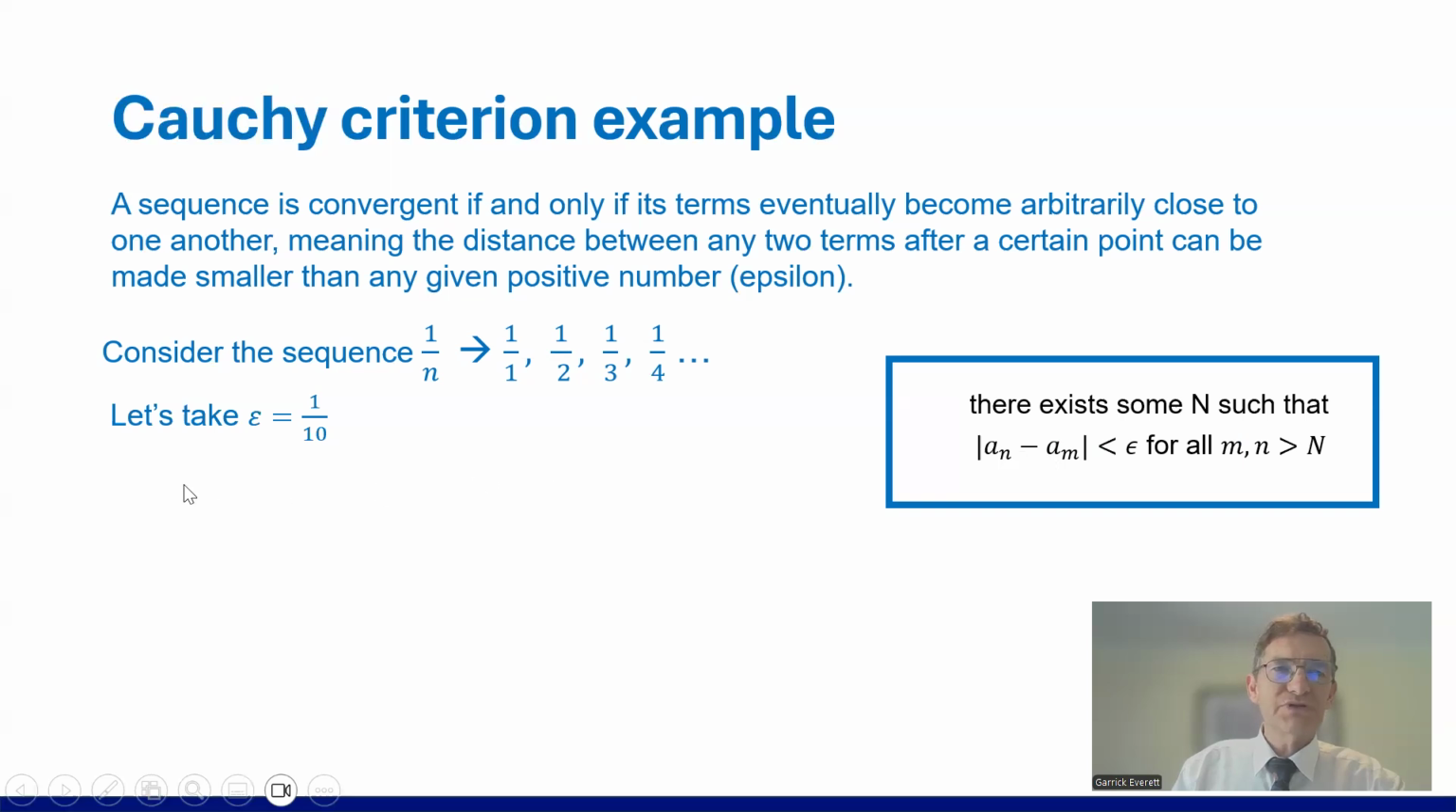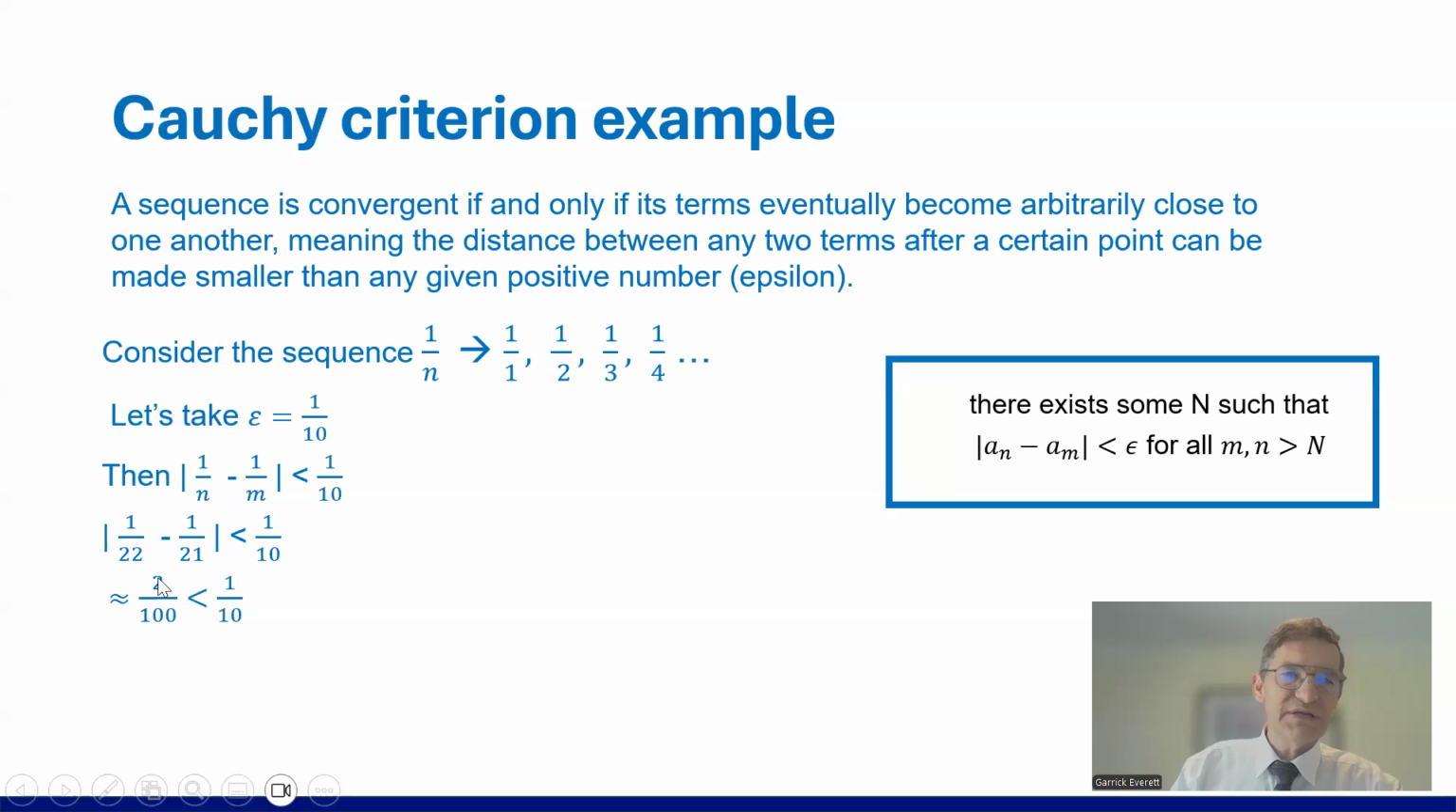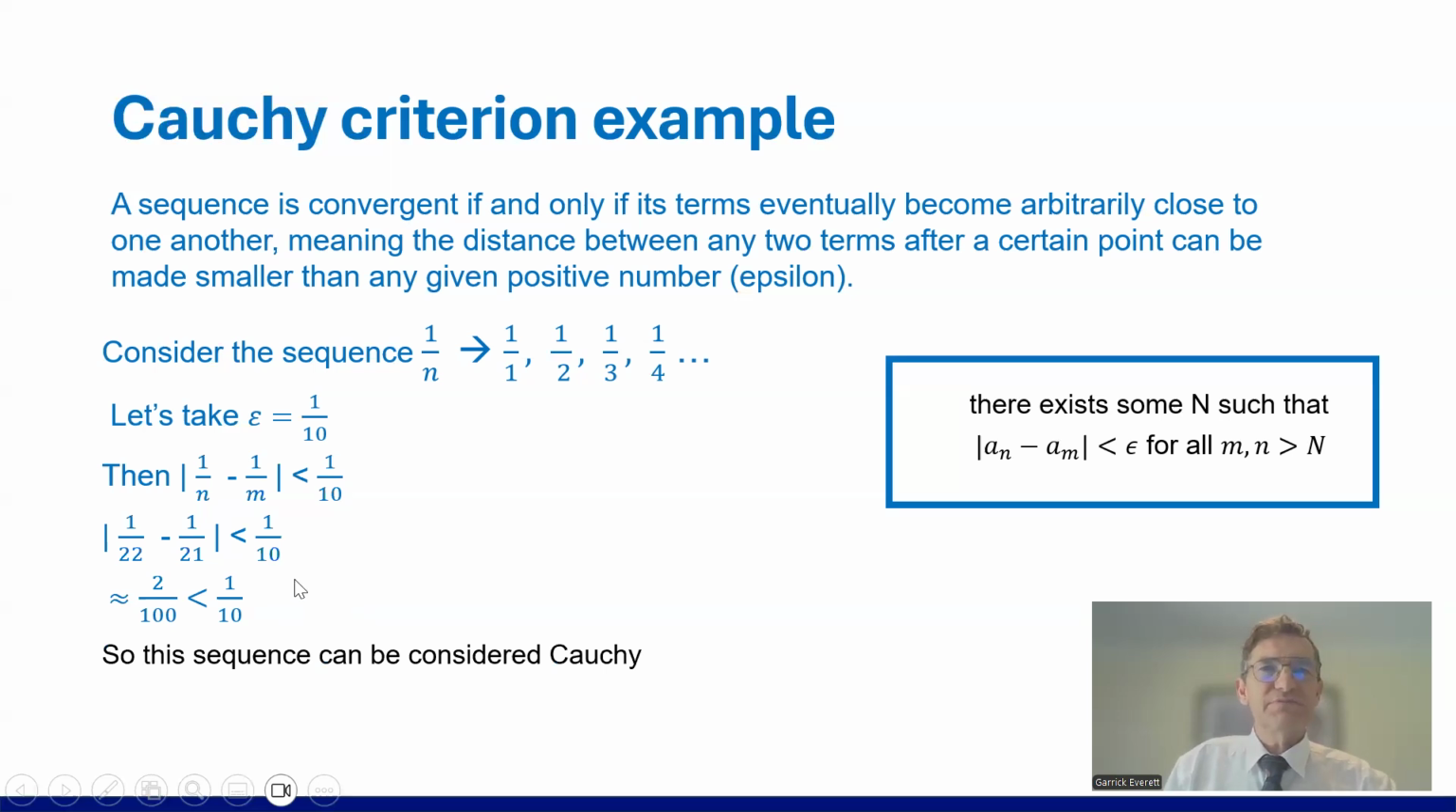And all we're going to do is go 1 over n minus 1 over m is less than 1/10. So we know 1/10 is in this, and we've now got to find 1 over n minus 1 over m, because that's the sequence, is less than 1/10. Pretty simple. Let's just take some numbers further along. 1 over 22 minus 1 over 21. What's the value of that? Well, that's approximately, not exactly, approximately 2 over 100. That is less than 1/10. Therefore, the sequence can be considered Cauchy. That's it. That's as simple as it's got to be.